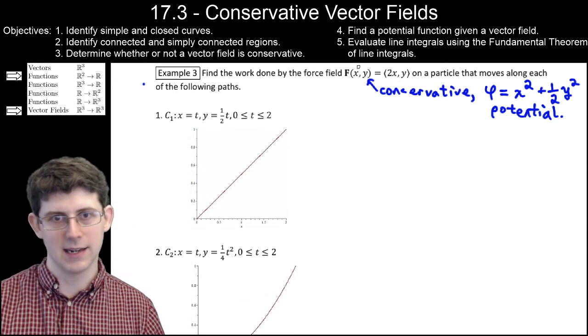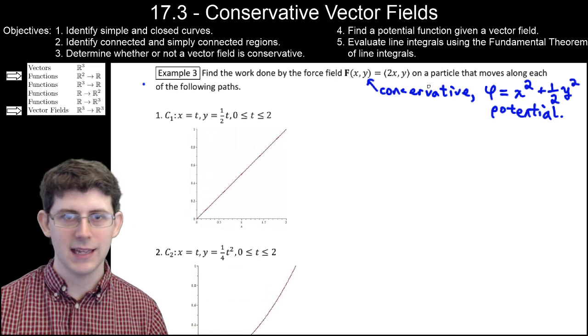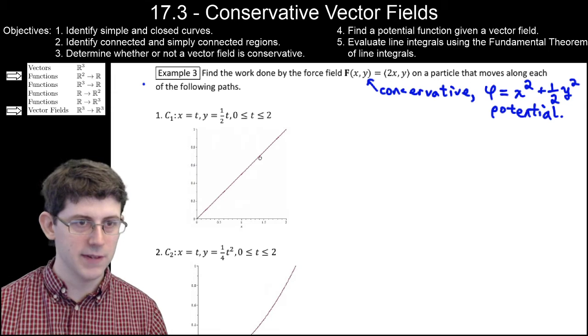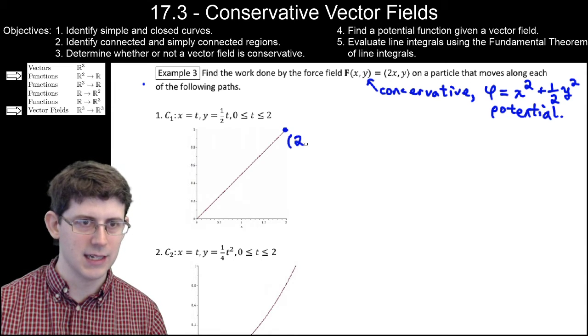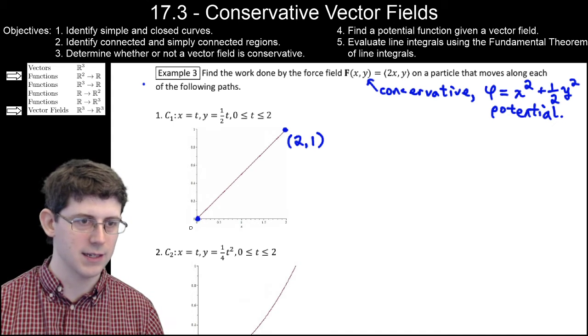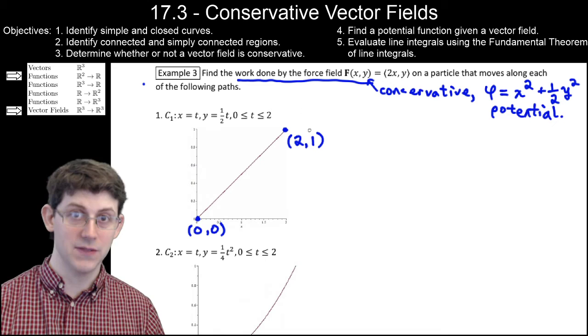You don't have to do that yet, but that's the point of this section. So we're going to take this force field and then we're going to move along this path. The points are a little hard to see, but this is a line that goes up to 2, 1 and starts at 0, 0. Find the work done by the force field.